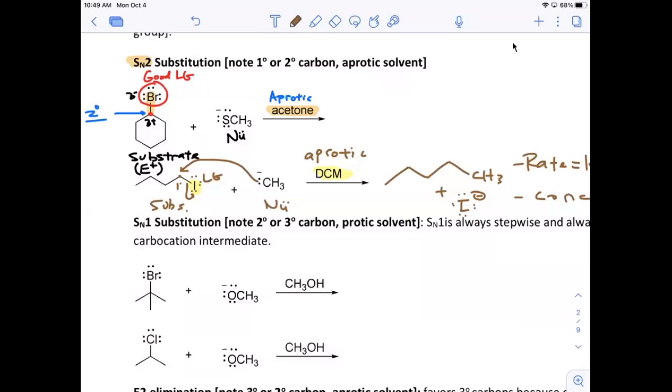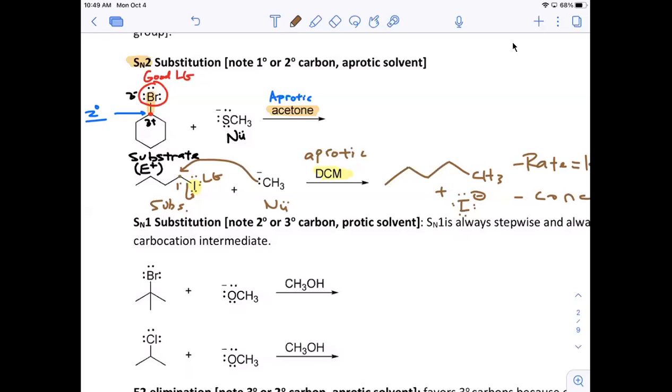One way is to look at the substrate. If it's primary, then it's only going to go SN2. If it's secondary, it's a toss-up. It can be either SN2 or SN1, so then you have to look at another factor, like the solvent or the product outcome. And tertiary is only going to be SN1.